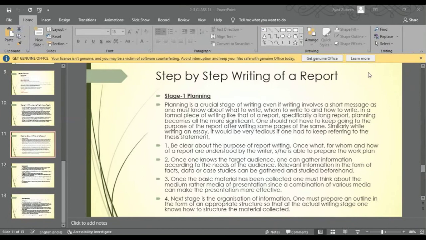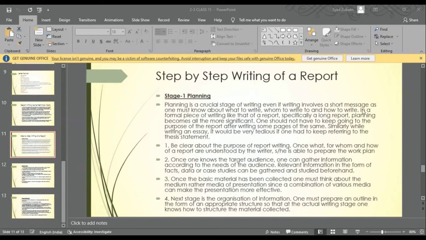Yeah, so let's go to the step-by-step writing of a report. The first is the planning stage. Planning is a crucial stage of writing, even if writing involves a short message, as one must know what to write, whom to write to, and how to write. In a formal piece of writing like a report, specifically a long report, planning becomes all the more significant. One should not have to keep going back to the purpose of the report after writing some pages of it. Similarly, while writing an essay, it would be very tedious if one had to keep referring to the thesis statement.